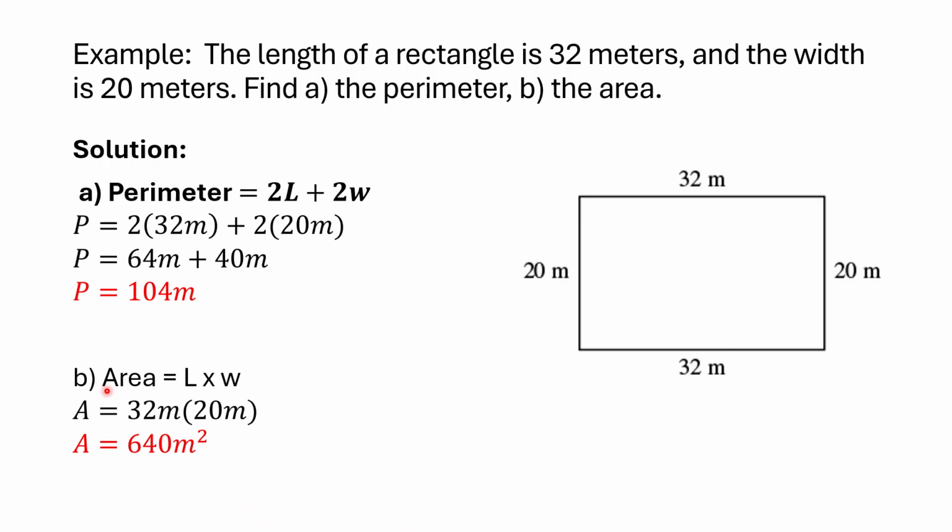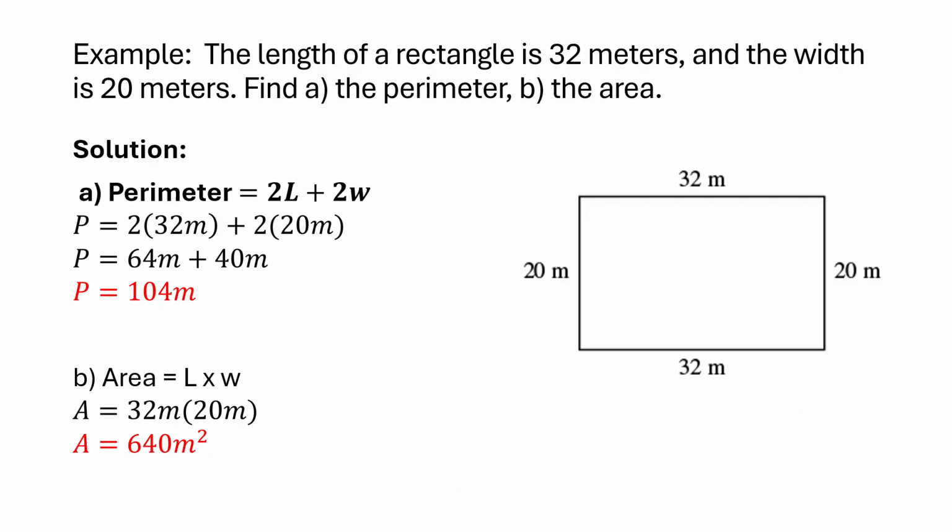And the area is just the product of the length and the width. So you can take this as the length and this is the width. So when you just multiply the two, we get 640 meters squared, or square meters. So this is how to calculate the perimeter and the area of a rectangle using the properties of it.